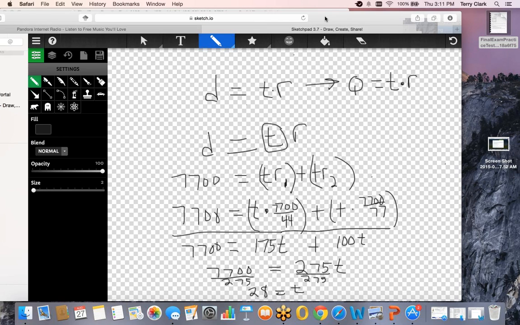But we noticed how we took a concept that we were familiar with, which was the DTR problems, distance equals time times rate, and then we used it, except we just didn't call it distance because we knew it wasn't distance, we knew it was quantity. So we say, okay, DTR, QTR, same concept. And then we used what we knew about solving equations to finish this problem off.